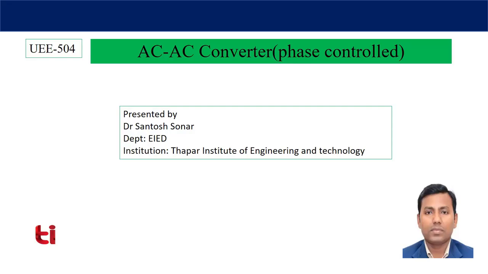Last class I discussed the AC to AC converter with resistive load. There we saw that the problem of the DC component, which was there with one thyristor and one diode, was resolved in the AC to AC converter with two thyristors connected in anti-parallel.